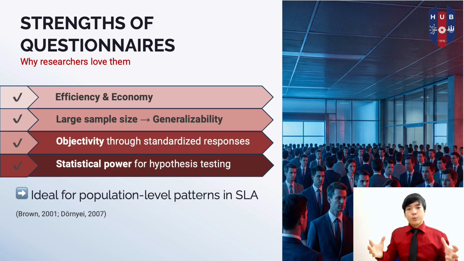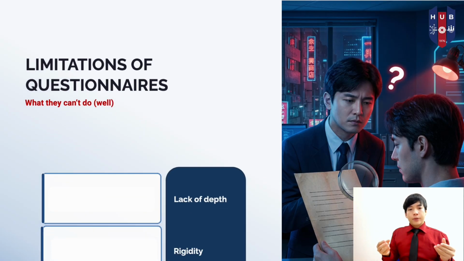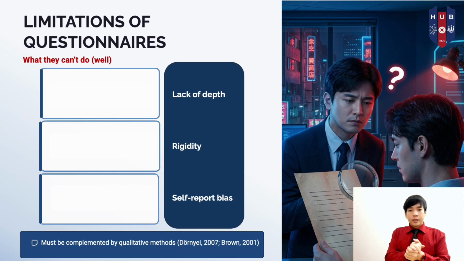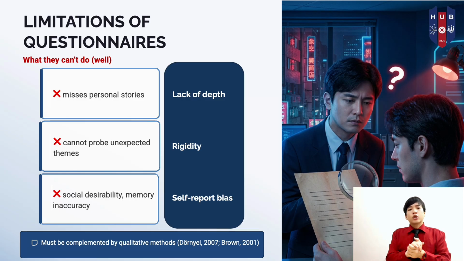Of course, no instrument is perfect. A major weakness of questionnaires is their lack of depth. They give the what, but often not the why. They are also rigid. Once distributed, we cannot ask a follow-up question, even if interesting ideas emerge. And importantly, questionnaires rely on self-report. Sometimes learners give answers they think are socially acceptable instead of being completely honest. This is why mixed method designs are often recommended to balance the breadth and the depth.